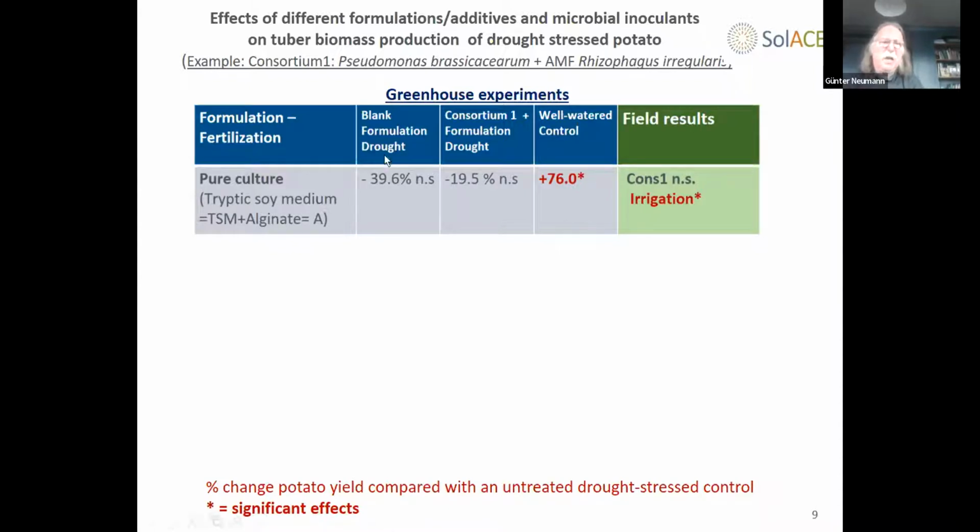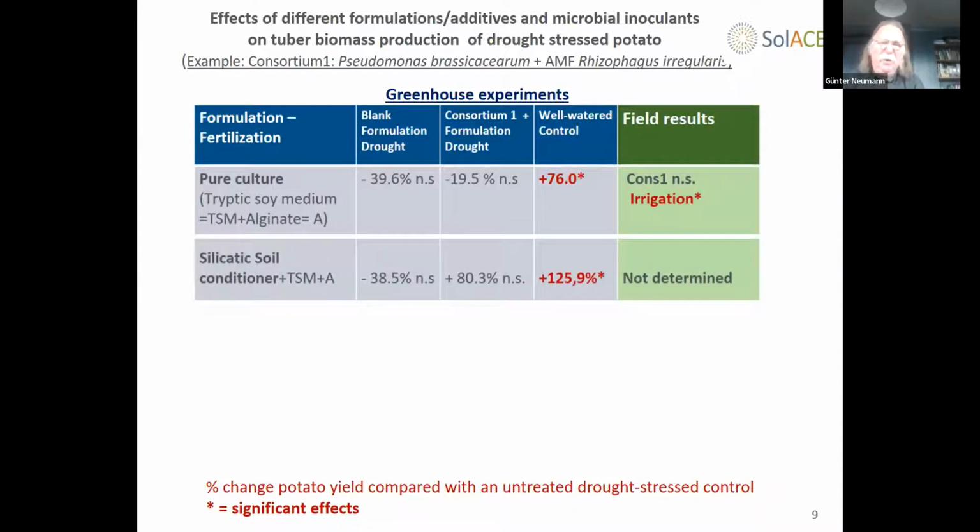And we see that the blank formulations, or also the combinations with the microorganisms, did not reveal any significant results, even some negative trends, and only the well-watered controls showed the expected benefits in tuber yield compared with the drought-stressed potato. And the first field results in the first years revealed exactly the same result. Only the irrigation variants were significant, but no significant effects with the consortia.